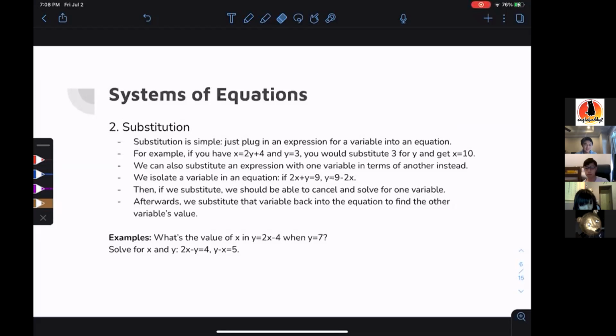Yeah, Vincent, go ahead. Using the second equation, we get y equals x plus 5. Substituting, you get 2x minus x minus 5 equals 4. Simplifying, you get x equals 9. Plugging back into the second equation, you get y equals 14. Yeah, that's right. So x is 9 and y equals 14.